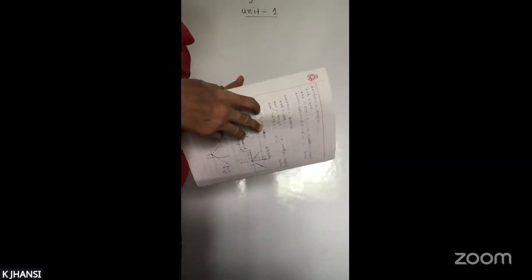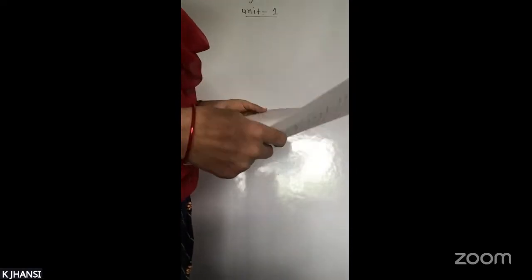So yesterday I told you some of the topics in Unit 1. That is, we have seen relations, the types of relations, how to represent a relation, and how to find the Cartesian product. And after that, we started functions also.